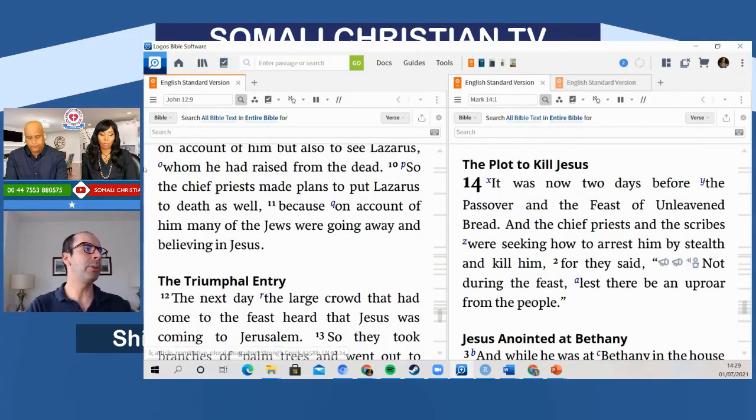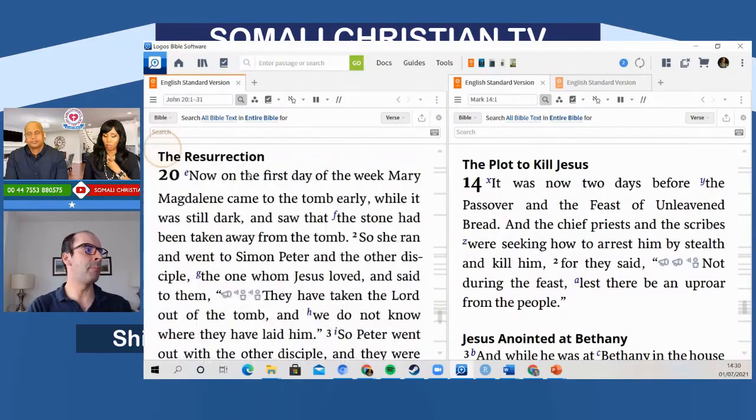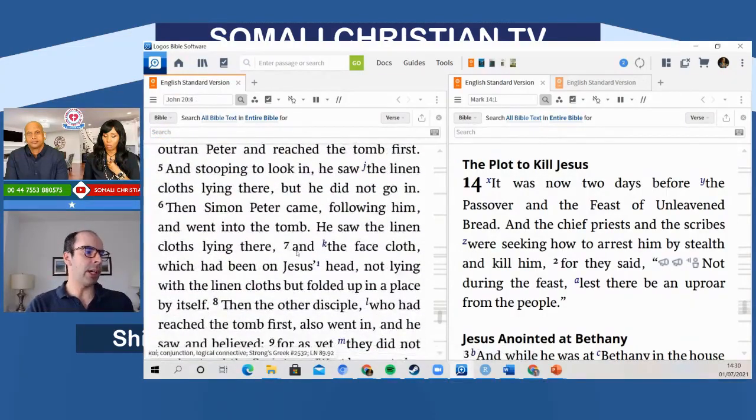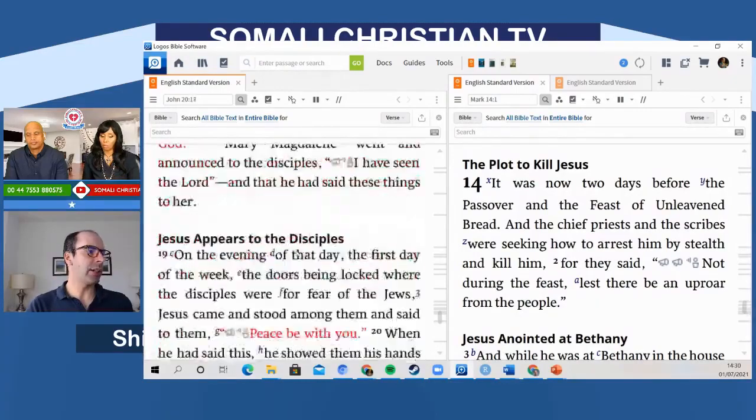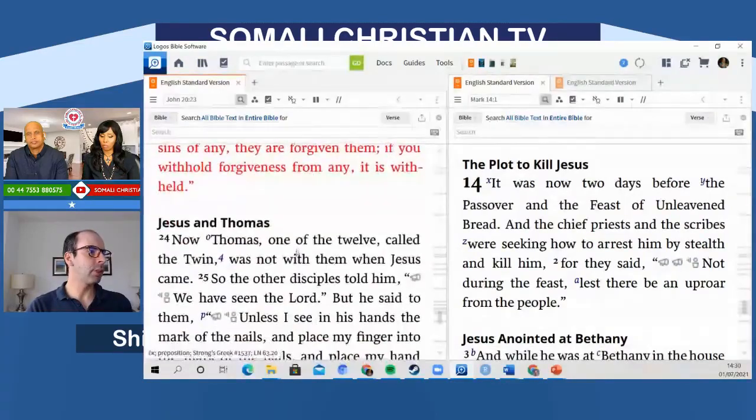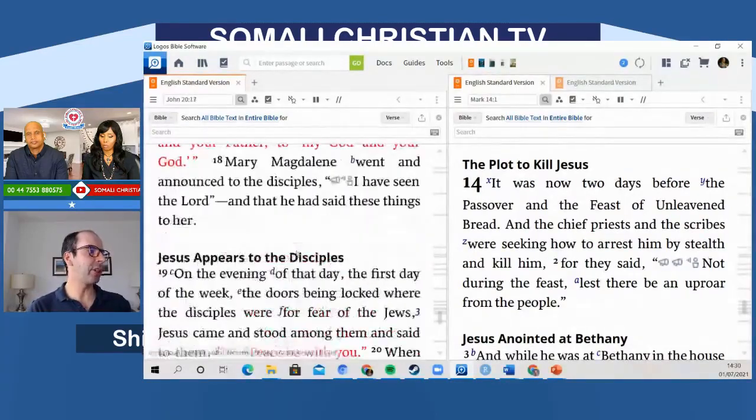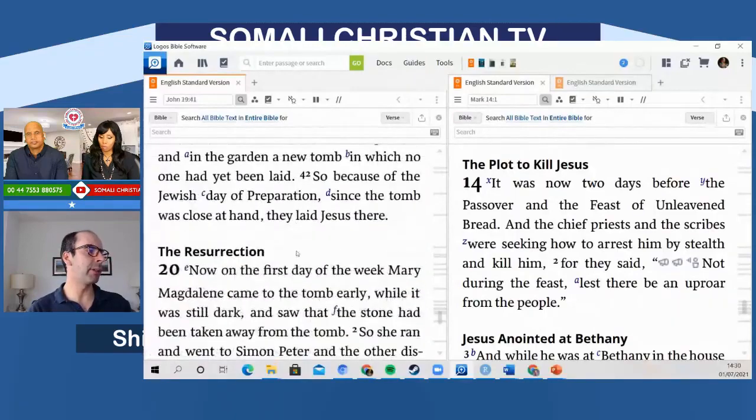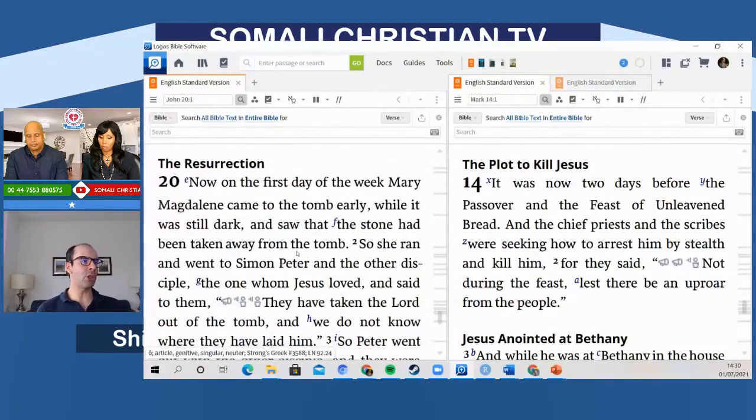And so when we look at John's resurrection accounts, we see that the resurrection accounts are... actually, I'll give one more. This is actually an example pertaining to the resurrection account. So the discovery of the empty tomb.